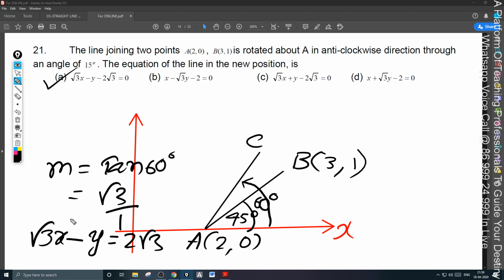and the line equation can be written by multiplying the numerator with x and the denominator with y and reversing the sign of the slope. Here it is plus and it is minus. So root 3x minus y is equal to, substitute the point. What is the point here? 2, 0. So 2 root 3 minus 0. So the answer is root 3x minus y is equal to 2 root 3.